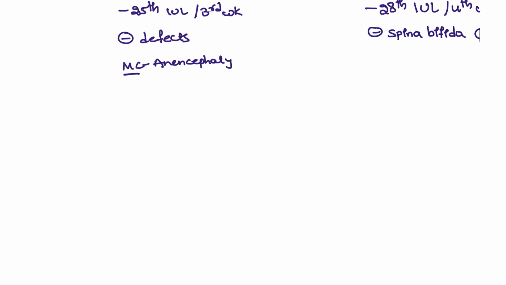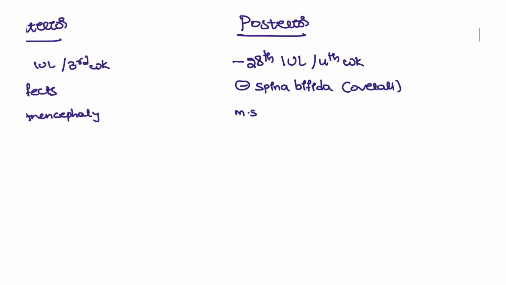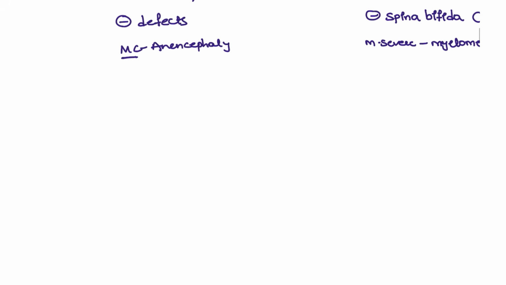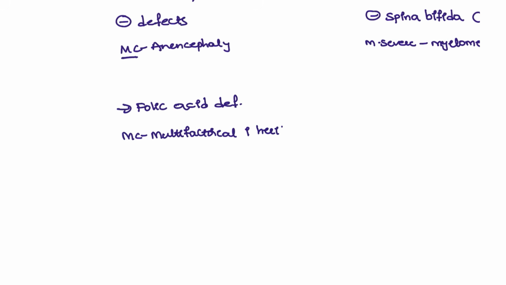And most severe, they will ask what is the most severe. The most severe is seen with the posterior, that is myelomeningocele. Next, why is this defect seen? Overall, this is due to folic acid deficiency, because we are going to prevent this with folic acid. But the most common involvement is multifactorial. Multifactorial inheritance is seen in these conditions.